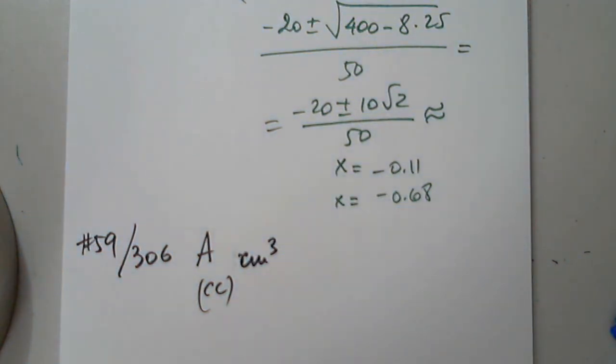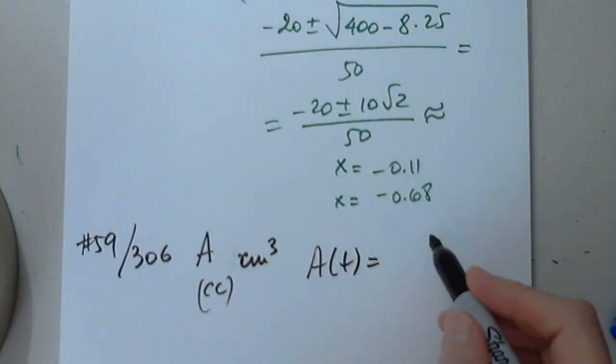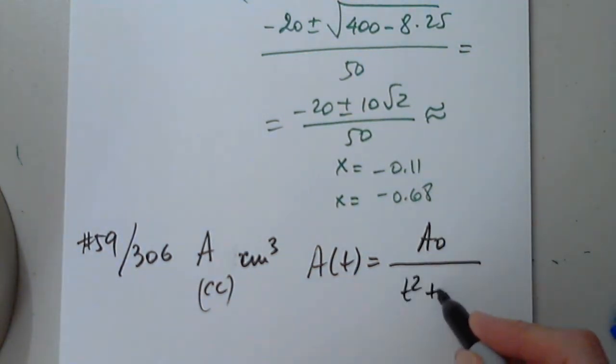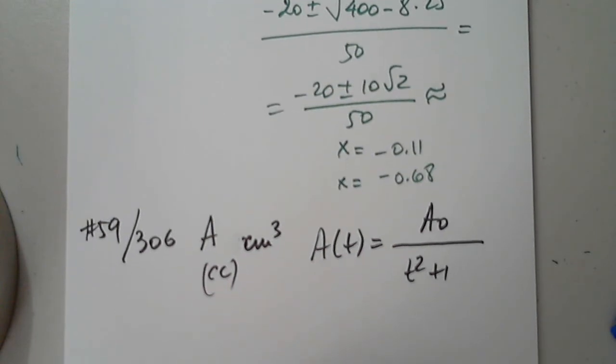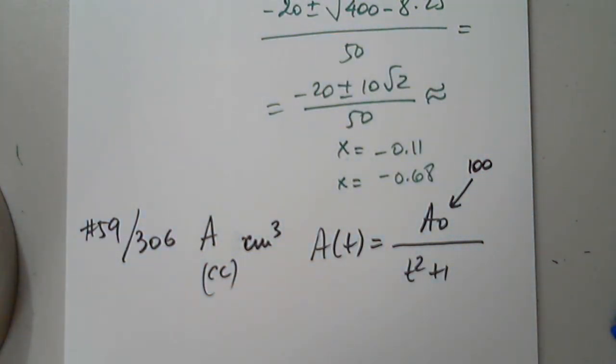in the bloodstream decreases with time t in hours. Okay. Suppose that under certain conditions, A is given by the function A0 over t squared plus 1, where A0 is the initial amount of medication. Assume that an initial amount of 100 cc is injected. So this is initially 100. And t is in hours.